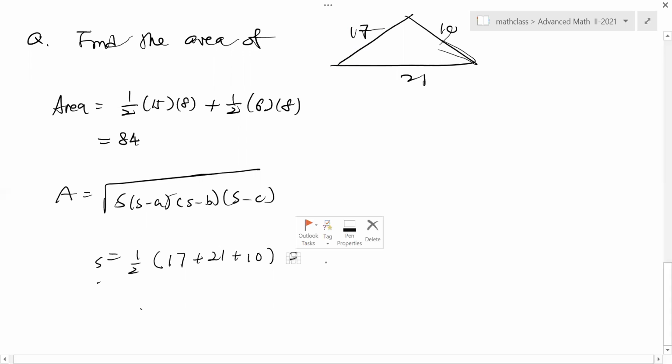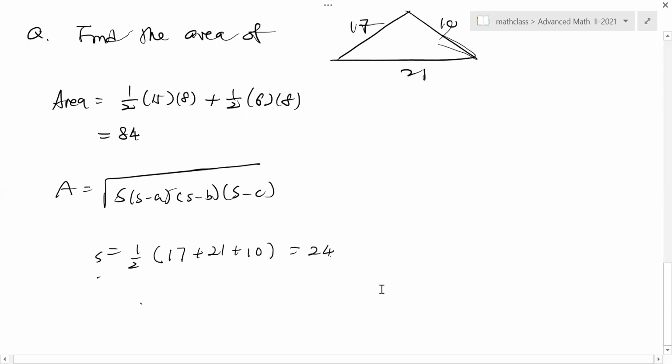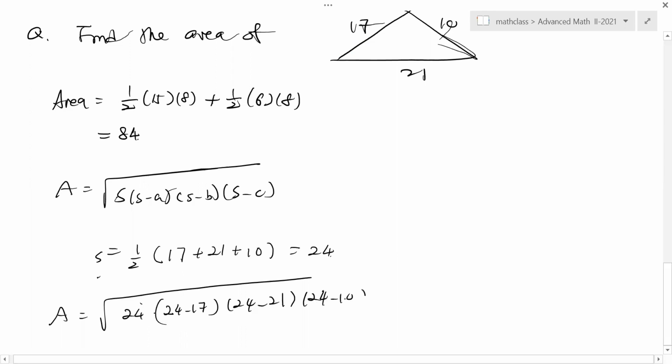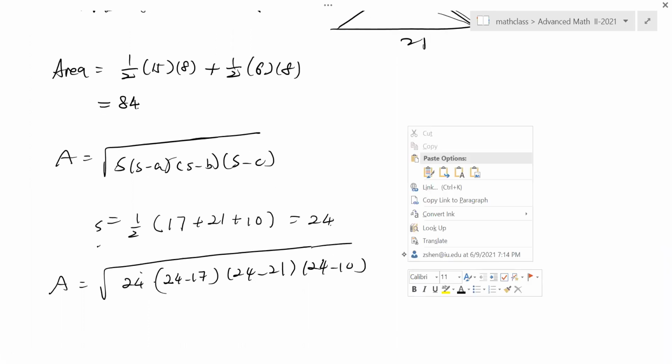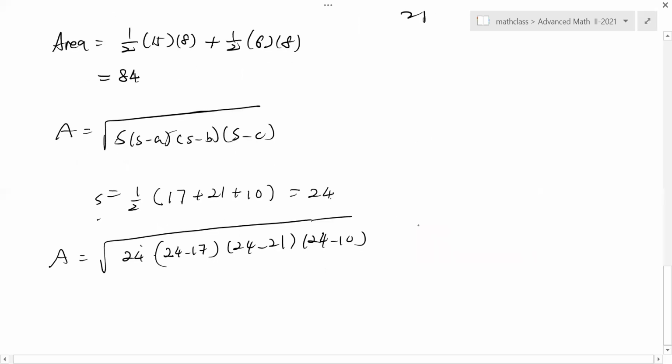Right, divide by 24. Okay. So 24 is going to be the half perimeter. Then area is going to be 24 times (24 minus 17), (24 minus 21), (24 minus 10). Then you get a perfect square inside, so that's why you can get 84 again. For the same reason you can get 84.